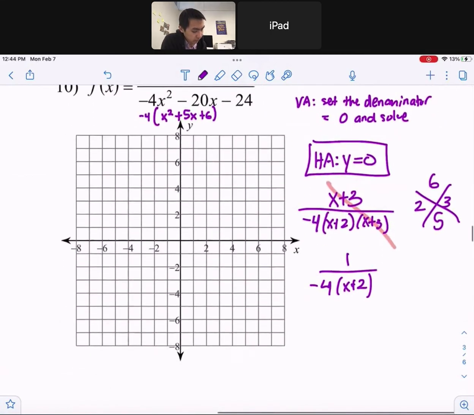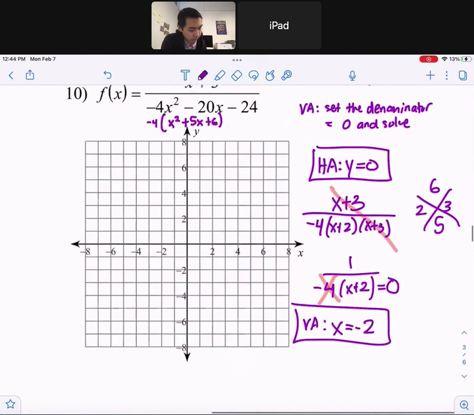So then, to find your vertical asymptote, set the denominator equal to 0. So this cannot equal 0, so it's just a matter of what value of x would make that whole thing 0. And that would be, with the vertical asymptote, x equals -2.